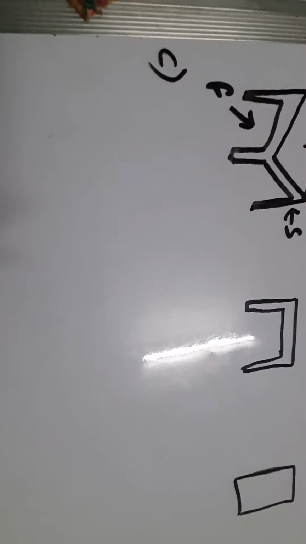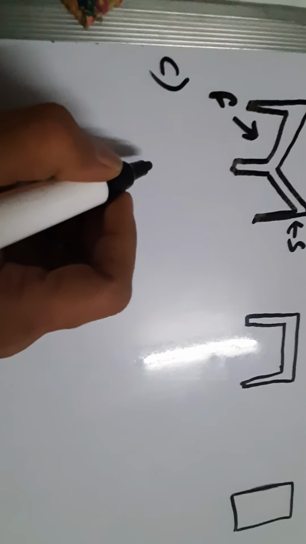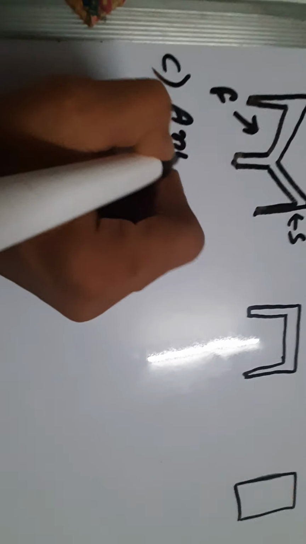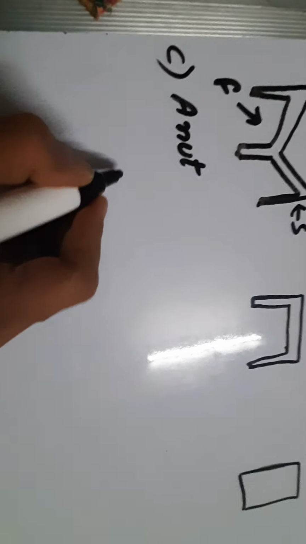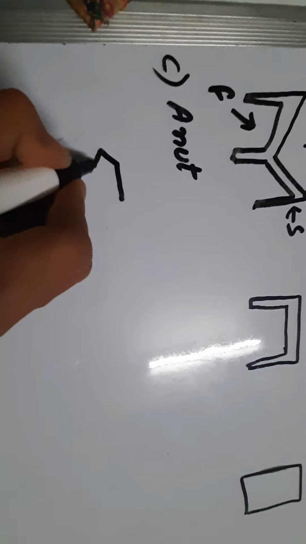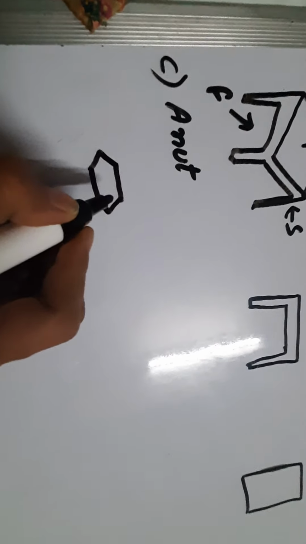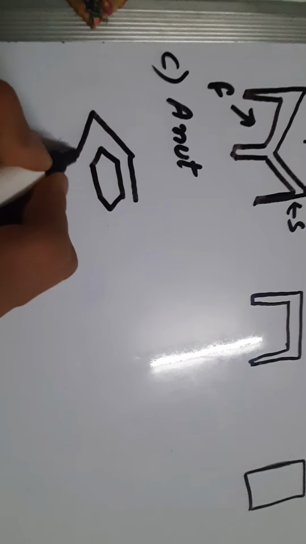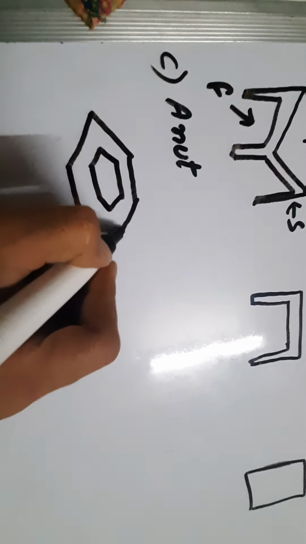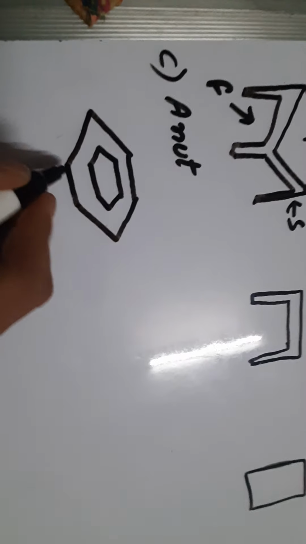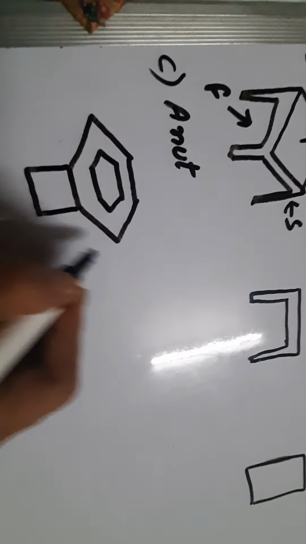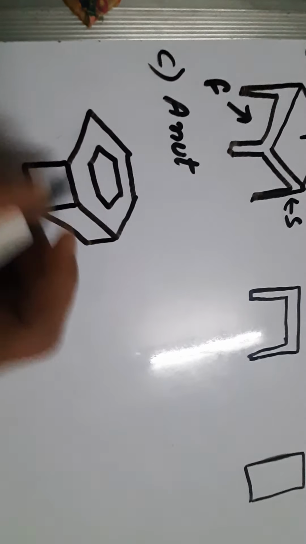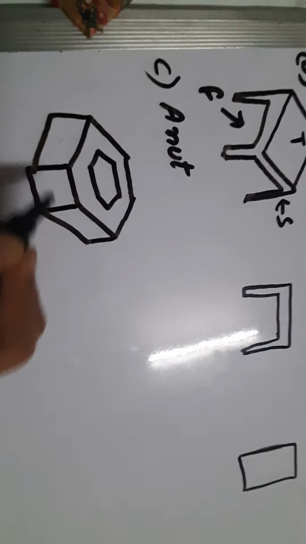Now dear students, our C part is a nut, a screw. Let me make this nut in front of you. First of all, a hexagon is there. Then make one more hexagon outside this to get a nut. Now a square in front, two square rectangles in front.